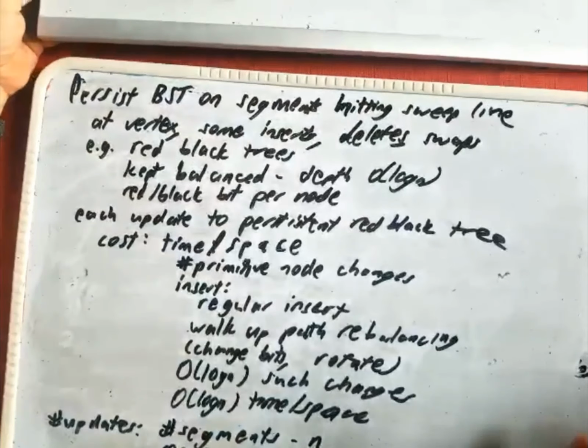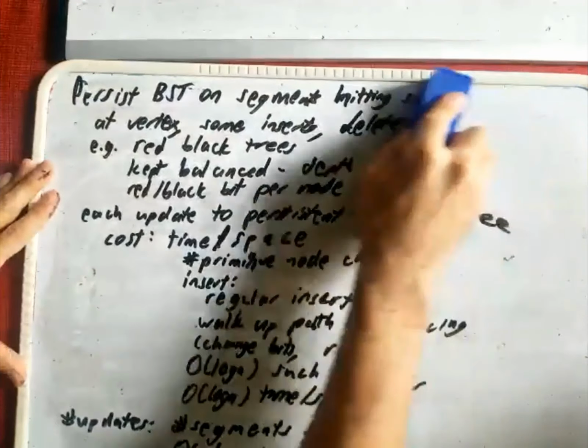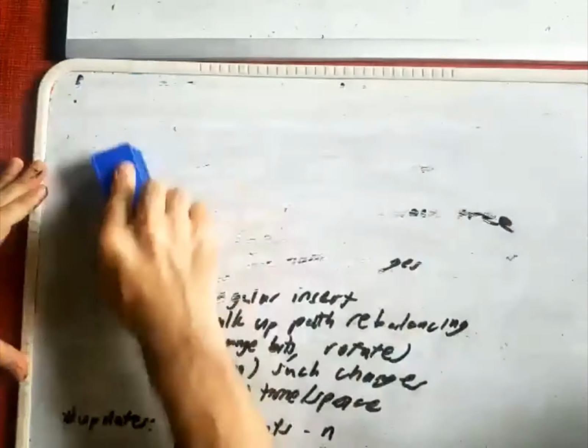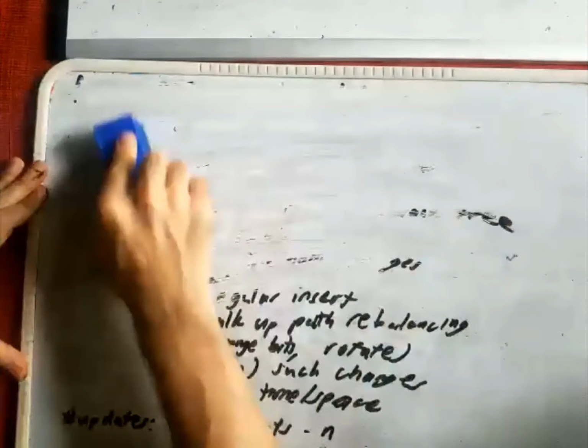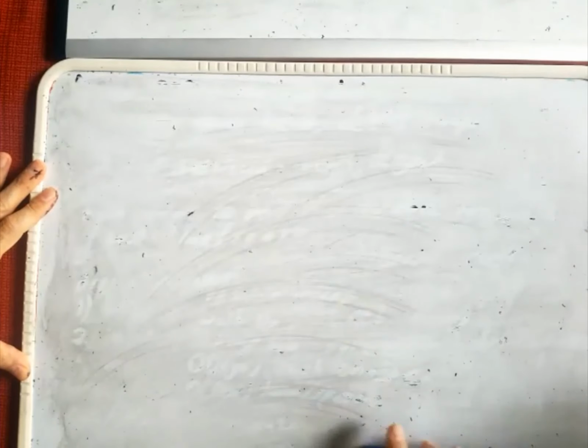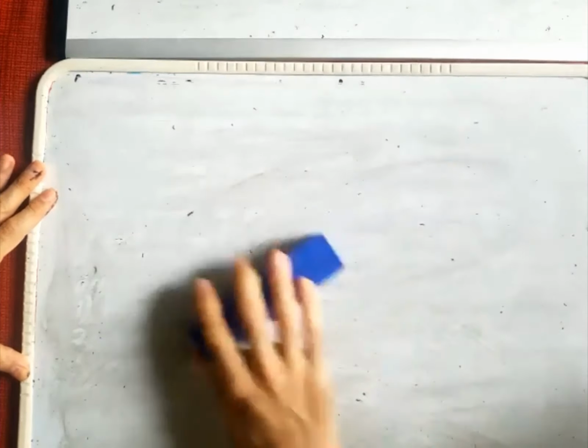One little question. Was n the number of vertices or the number of segments? It's actually the number of segments. Notice that in order to have a vertex, you have to have a segment. So there are going to be asymptotically more segments than vertices.